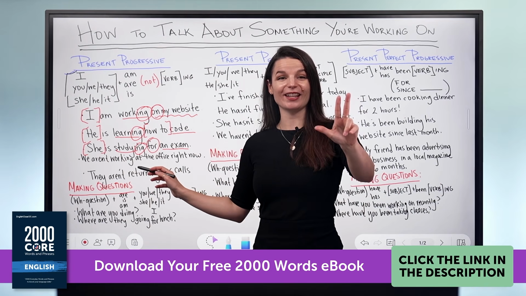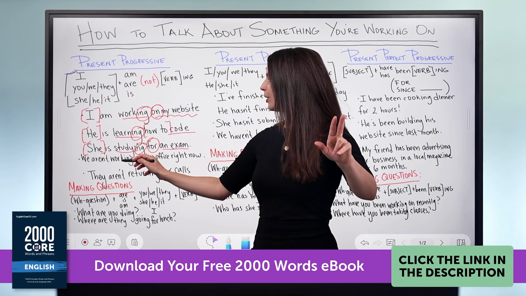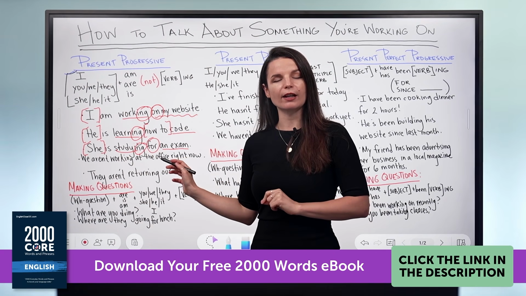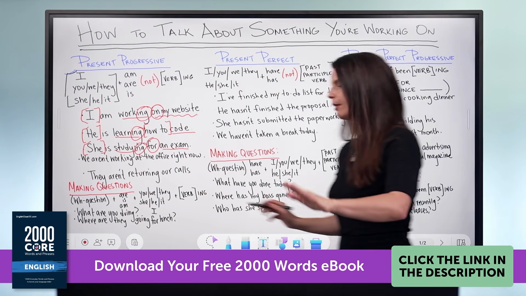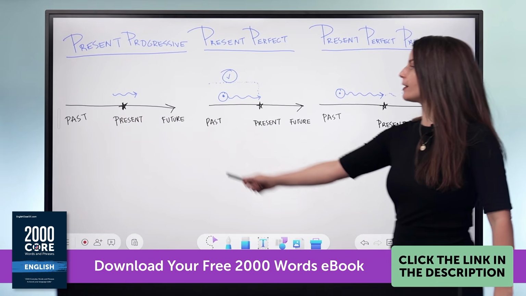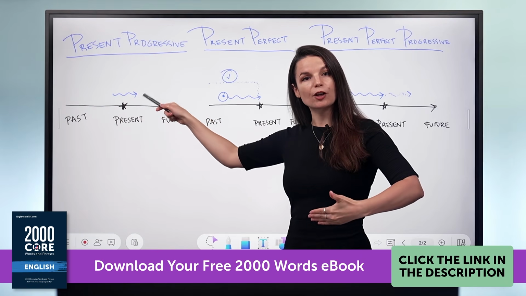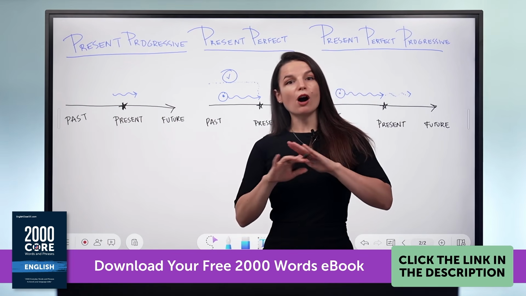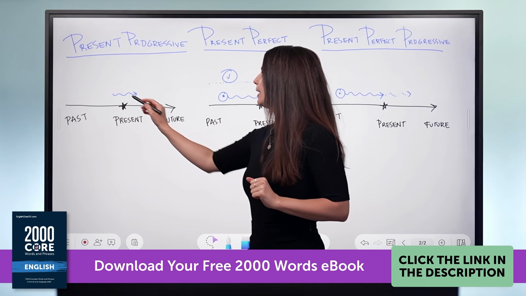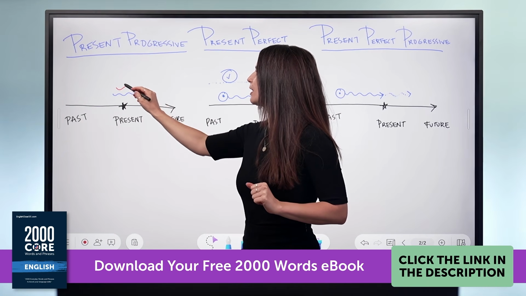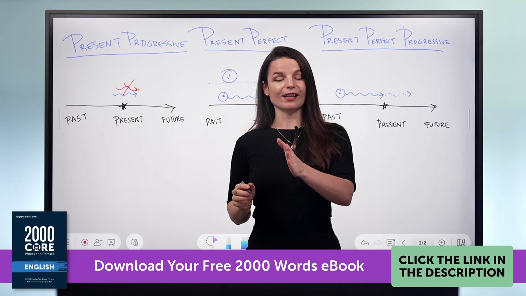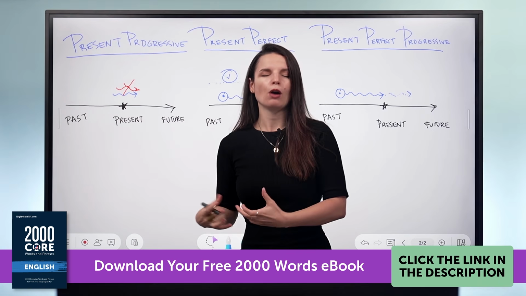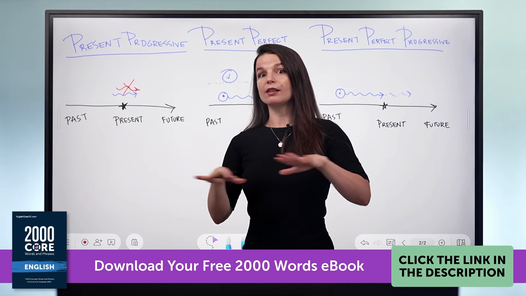Let's look at some negative examples now. We aren't working at the office right now. So do you remember this page I showed you earlier where I said this means a continuing action? In the negative form, like this sentence, we aren't working at the office right now. It means this action is not happening at this time. So we use this for something that's maybe a regular action or an expected action that is not happening.